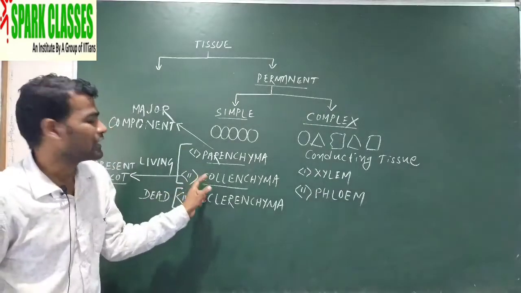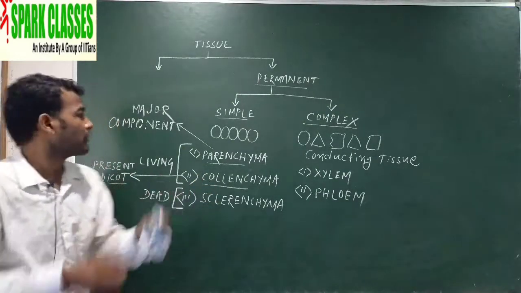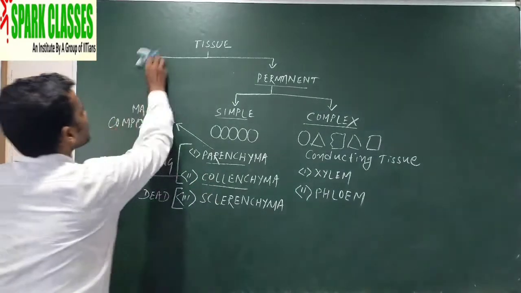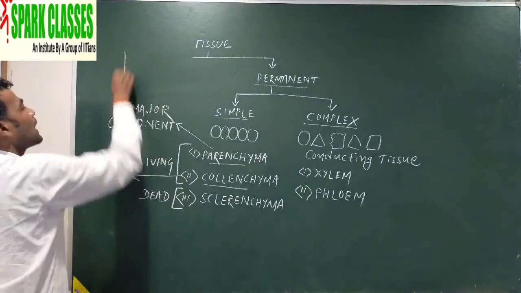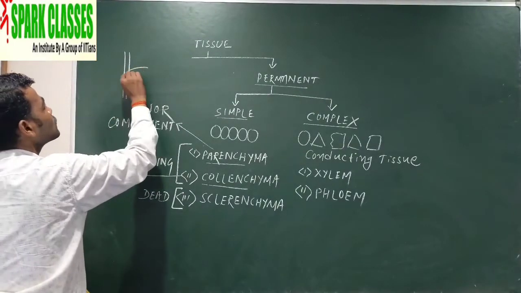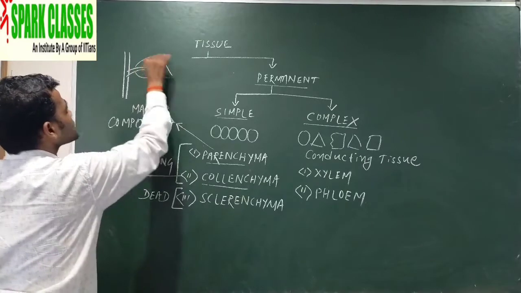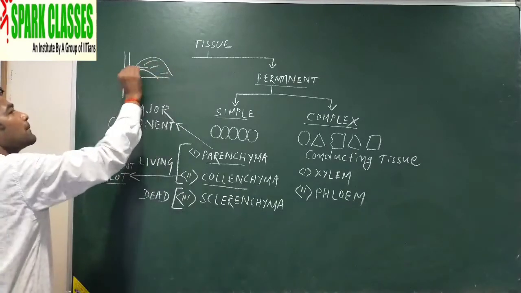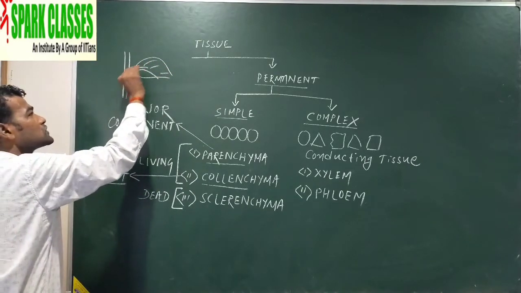It is found in the petiole part of the leaf. What is the petiole of a leaf? Petiole means the part of the leaf which helps in attachment to the stem. This is the leaf part. The leaf is attached to the stem by a stalk. This stalk is called a petiole.